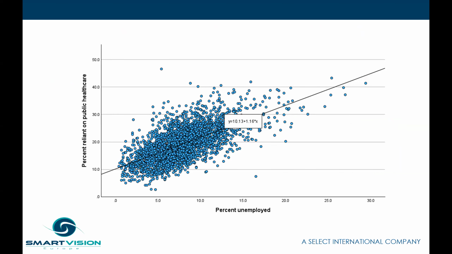And indeed, you can ask SPSS, when it does a scatter plot and you put the line of least squares through it, it will actually give you the equation itself. So it says, look, if you want to predict percent reliant on healthcare, then what you do is multiply percent unemployed by 1.16, and then add on 10 at the end. That's the constant. And that basically is the equation for that line.